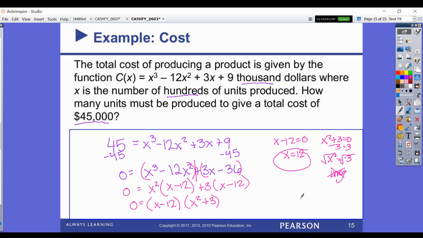So the answer to this problem, how many units must be produced to give a total cost of 45,000, is not 12, right? Because x is in hundreds. It's actually 1,200 units. So make sure that you understand what these values up here are telling you on those problems.